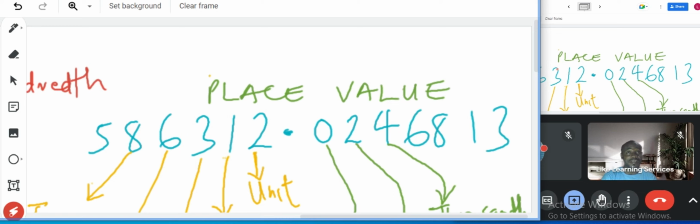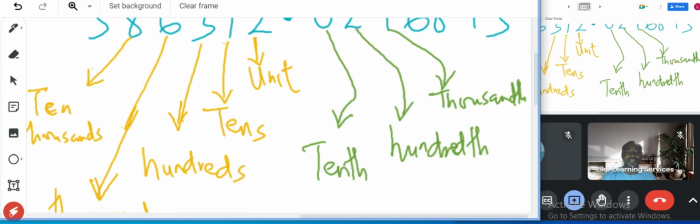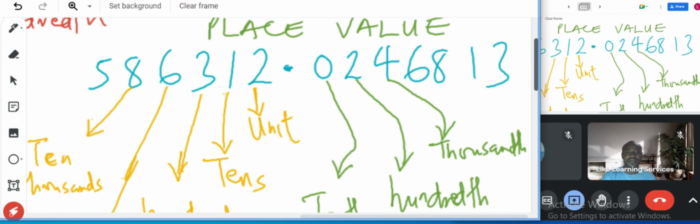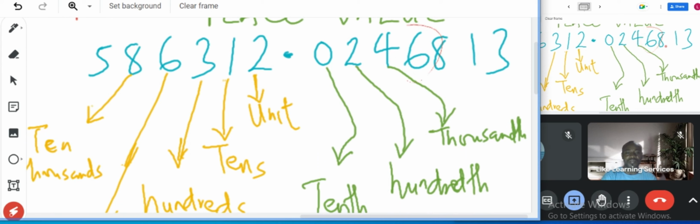Hundreds. Yes. Okay. What's the place value of 6? Ten thousandth. Okay, 0 is tenth, 2 is hundredth, 4 is thousandth, 6 is ten thousandth. That's correct. So this 6 will be ten thousandth.